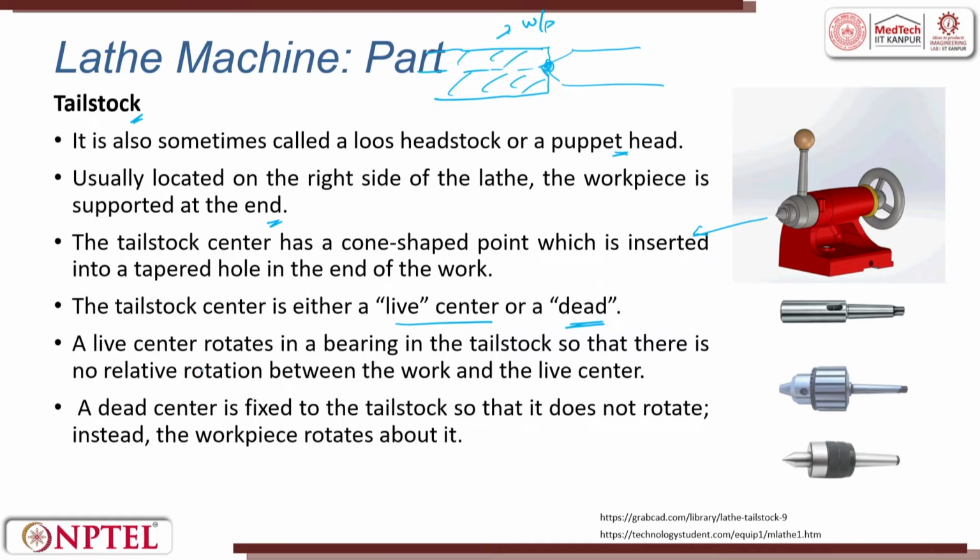The live center rotates in a bearing in the tailstock so that there is no relative rotation between the workpiece and the live center. A dead center is fixed to the tailstock so that it does not rotate. Instead, the workpiece rotates about itself. So, you have to understand the difference between live center and dead center in tailstock. So, these are all things which you can fix, removing this conical part. You can remove this conical part and fix these chucks.